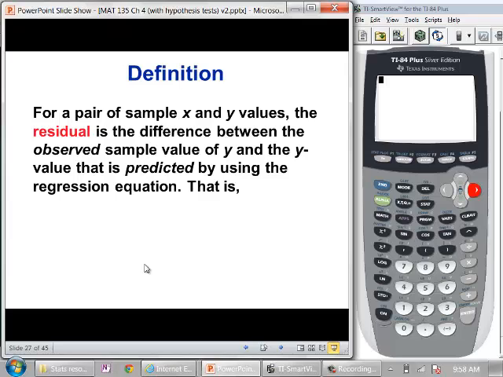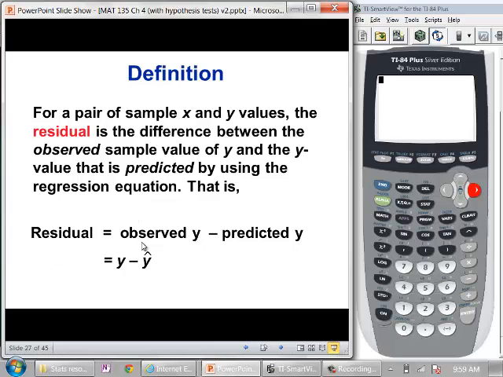Okay, now we want to look at residuals. This is something that is also in Chapter 4, and this does come up on your final because the final goes from chapters 1 through 7. So a residual is the difference between our observed value, so it's something from our sample, and a predicted value that we get from our regression equation.